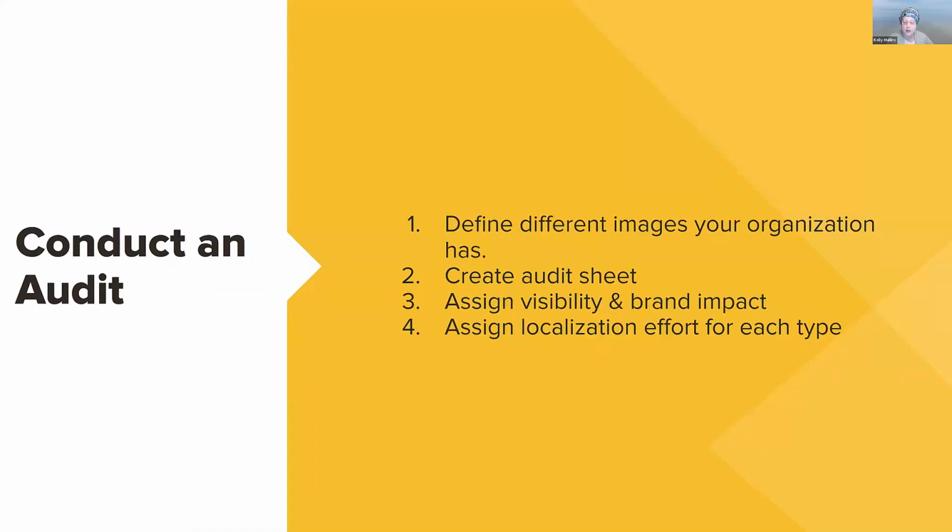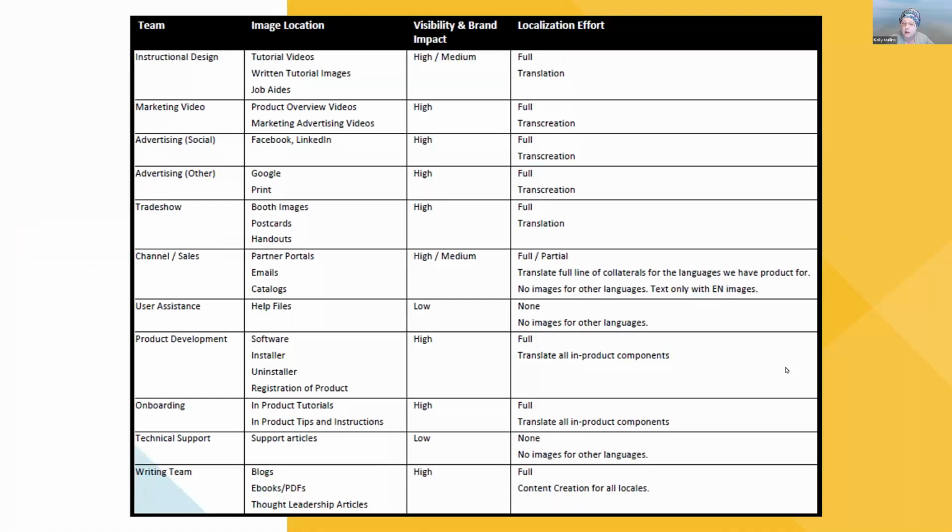So one thing that you'll want to do after you have that meeting with your team and you work through all of that, you are going to want to define the different images your organization has. And I have an audit sheet example that we'll look at, but you create an audit sheet, you assign your visibility and brand impact to each graphic, and you assign the localization effort for each type.